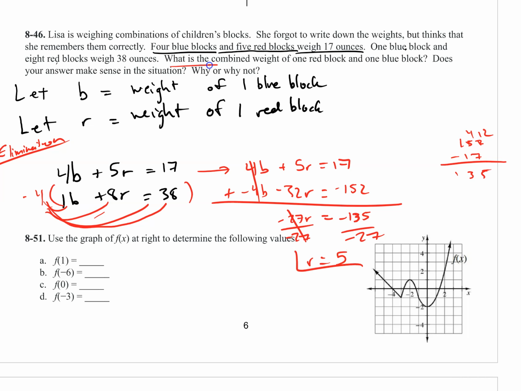Alright, so what is the combined weight of 1 red and 1 blue block? Red weighs 5 ounces. So I'll let you find blue and then add up the red and blue blocks together.